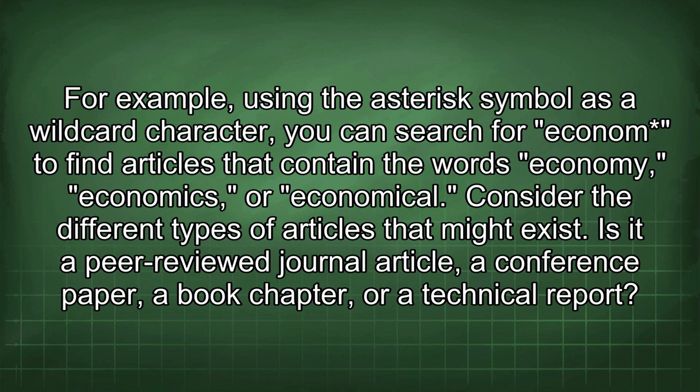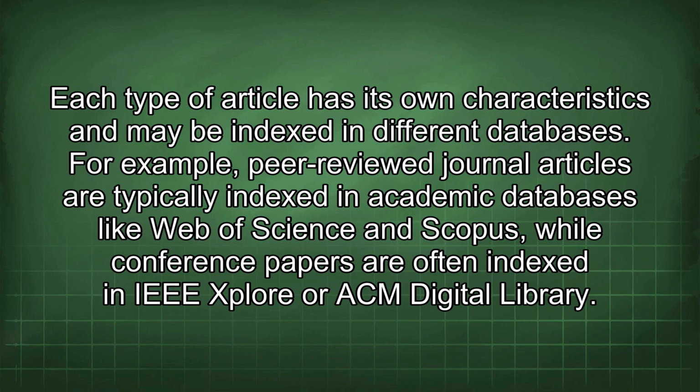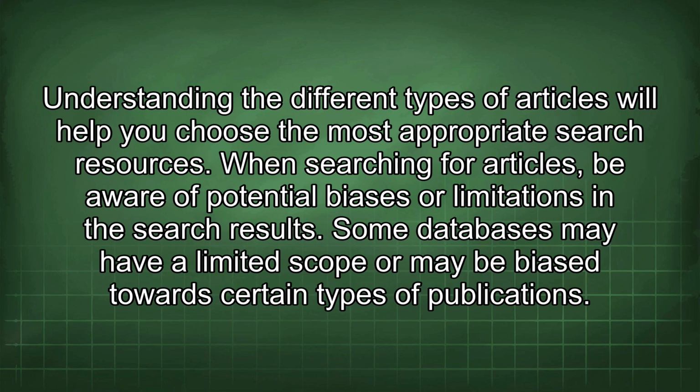Is it a peer-reviewed journal article, a conference paper, a book chapter, or a technical report? Each type of article has its own characteristics and may be indexed in different databases. For example, peer-reviewed journal articles are typically indexed in academic databases like Web of Science and Scopus, while conference papers are often indexed in IEEE Xplore or ACM Digital Library. Understanding the different types of articles will help you choose the most appropriate search resources.